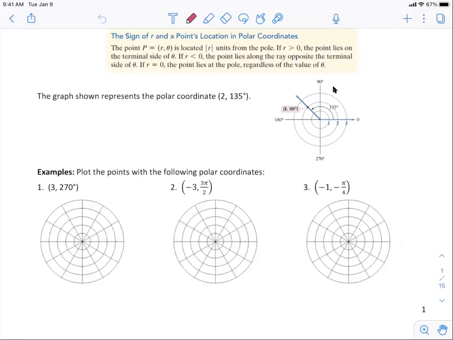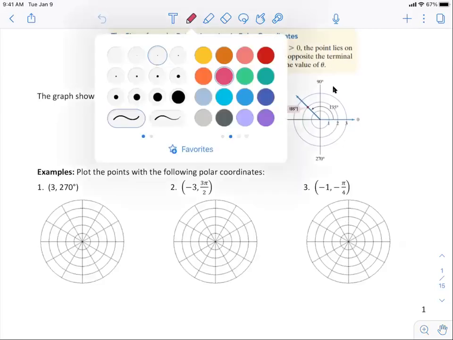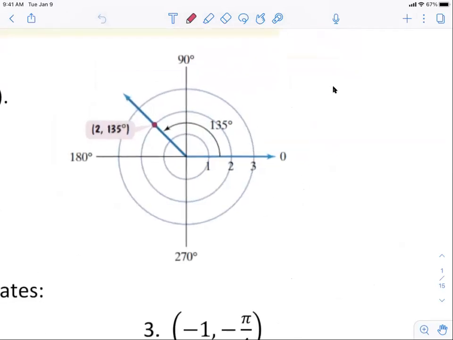So the point (2, 135 degrees) means that from the polar axis, which is this right here, we want to rotate 135 degrees, and the point should be 2 units away from the center. That's how we get that point right there.